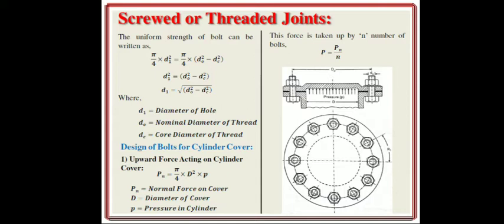Now the design of bolts for the cylinder cover, or cylinder flange, you can say. Upward force acting on the cylinder cover: first we will see how much will be the force acting on that cylinder cover. So Pn is equal to pi by 4 into D square into p. By using that formula, you can find out the normal force on that particular cover, where n indicates normal force on cover, capital D is the diameter of the cover and p is the pressure in the cylinder. And this force is taken up by n number of bolts, so P is equal to Pn divided by n. If there are n number of bolts, you have to divide that normal force by the number of bolts.